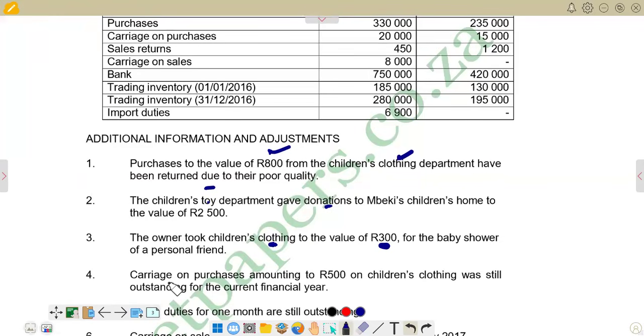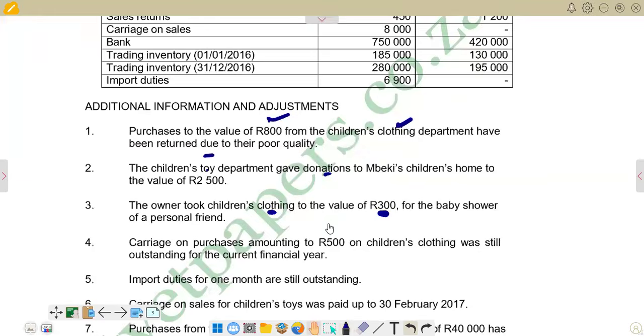So after that, we've got carriage on purchases amounting to 500 for the children's clothing that was still outstanding for the financial year. So remember, we said our credit purchases are not going to be part of our purchase account. So we're only going to adjust this in the trading account. So we can leave this one. Then we go down.